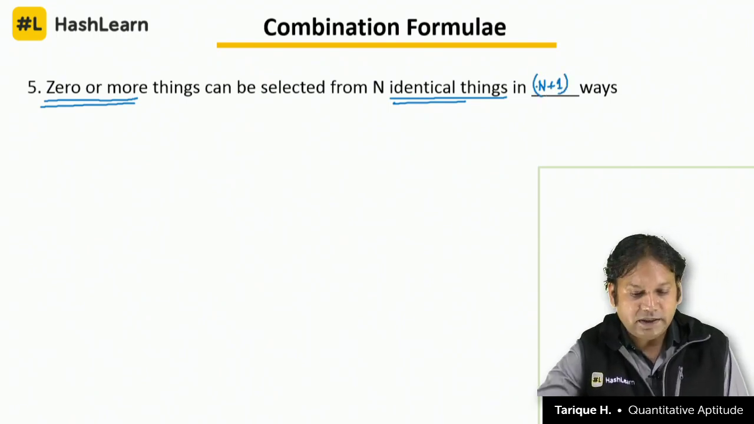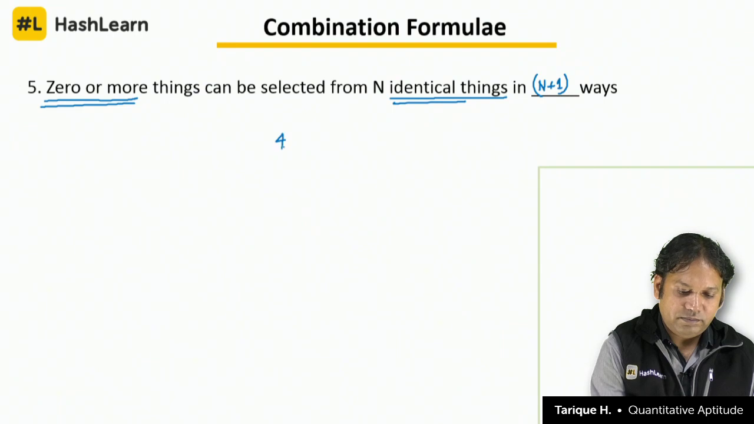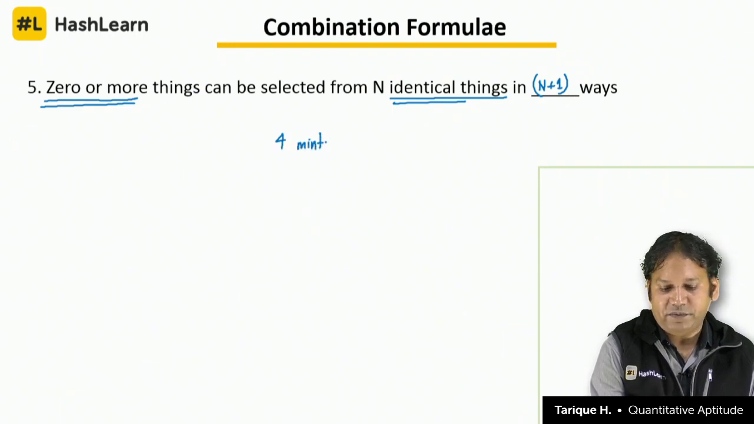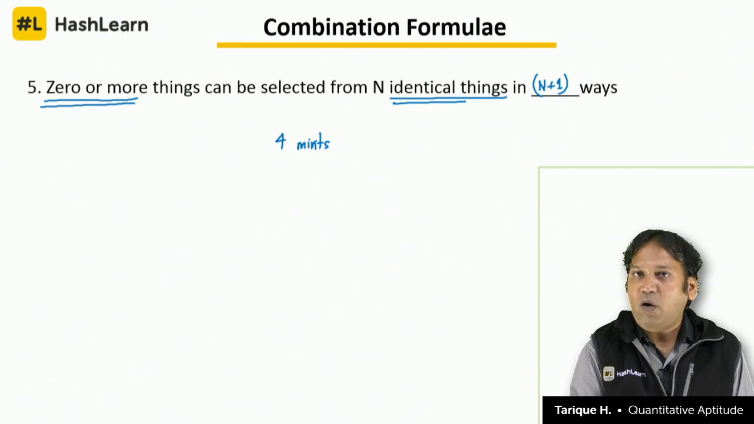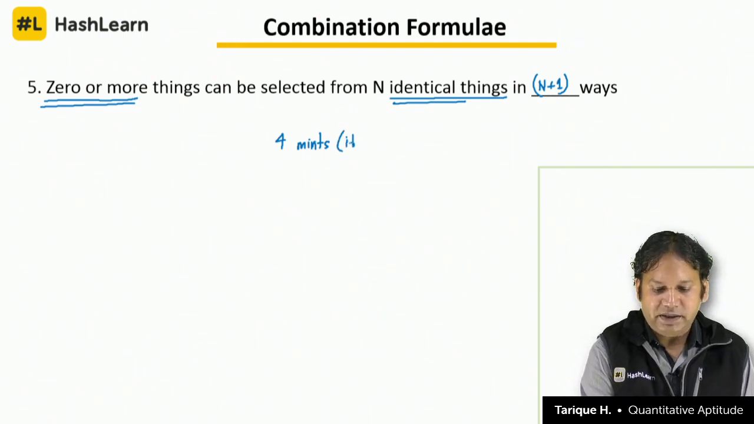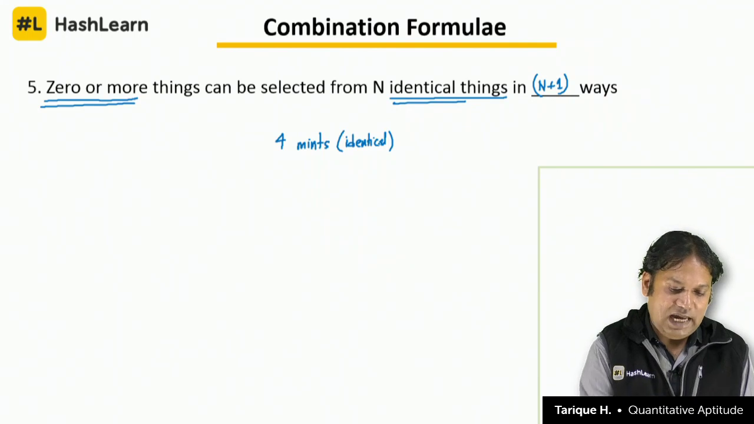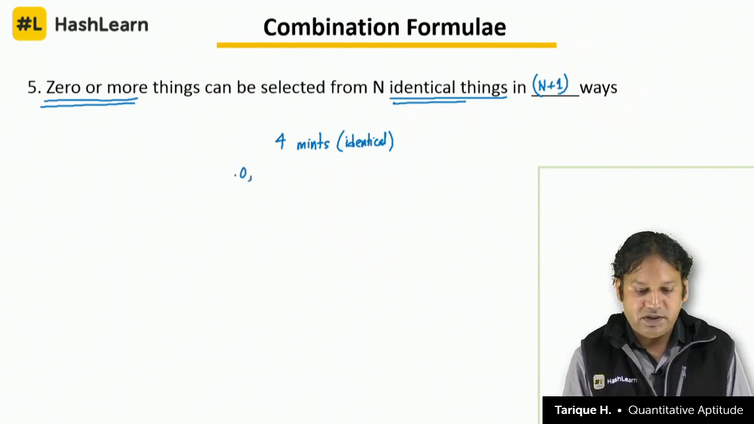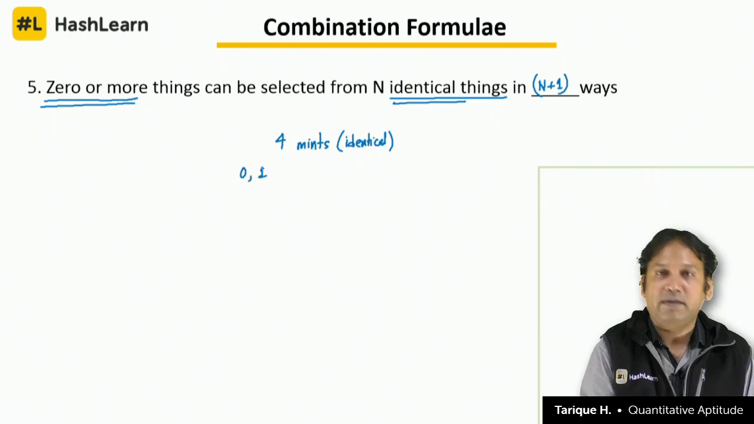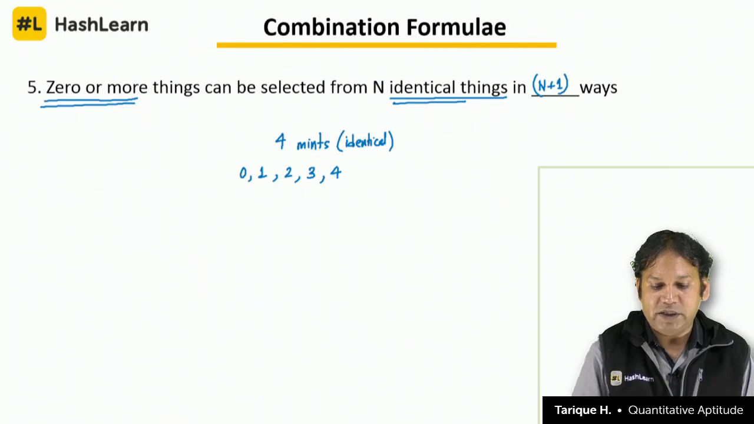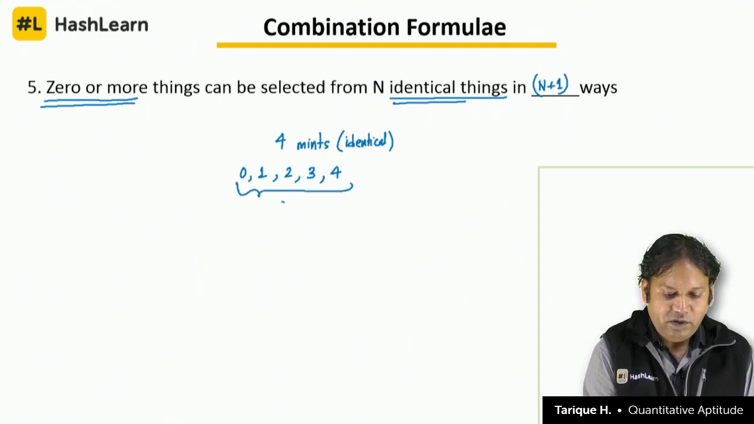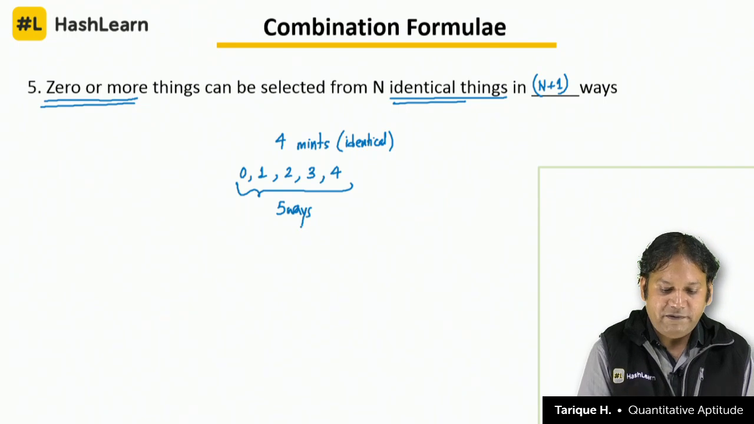Okay. Let us understand this here. Suppose there are 4 mint candies in front of you, all identical, and you have to select 0 or more. What options you have? If you do not like mints, you will take 0, or you will take 1, or 2 mints, or 3 mints, or all the 4 mints. The total how many ways are there? You have 5 ways. That is why we have 4 plus 1, 5 ways.